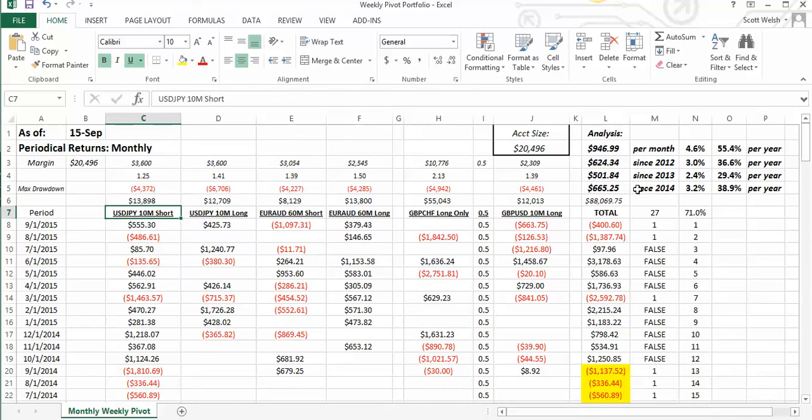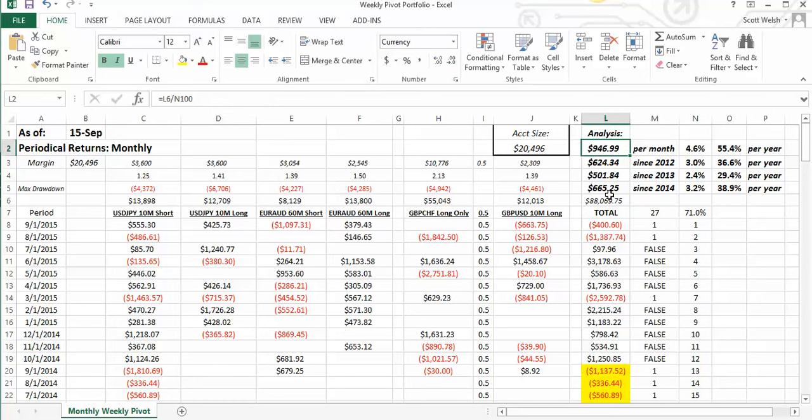Back to the top. Since 2008, this portfolio of 6 has returned on average $946 a month. Now, on average is the key part of that phrase. That doesn't mean you make $900, $950 every single month. It doesn't. It means on average. So you're going to make more than that. You're going to make less than that.